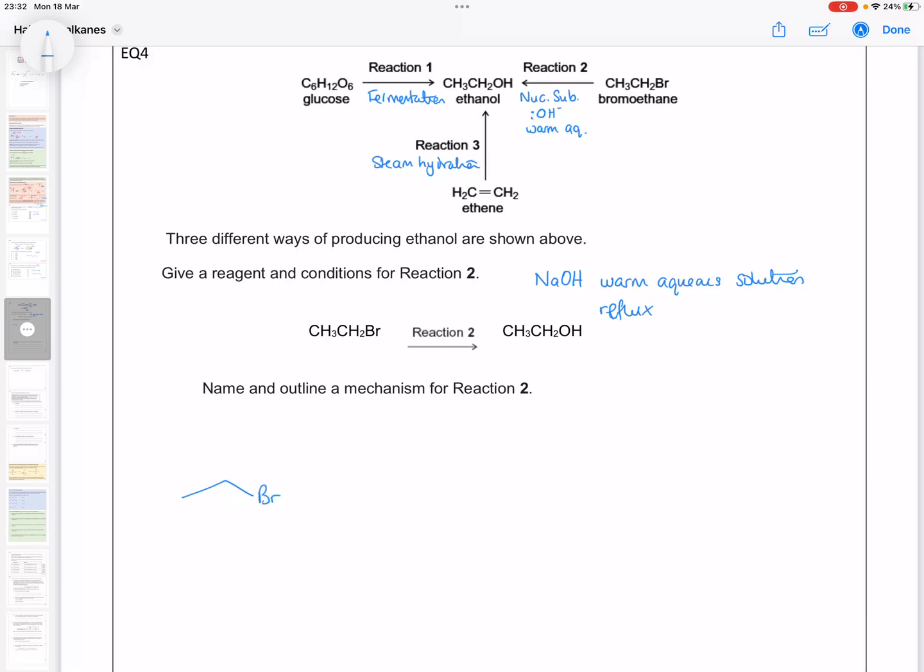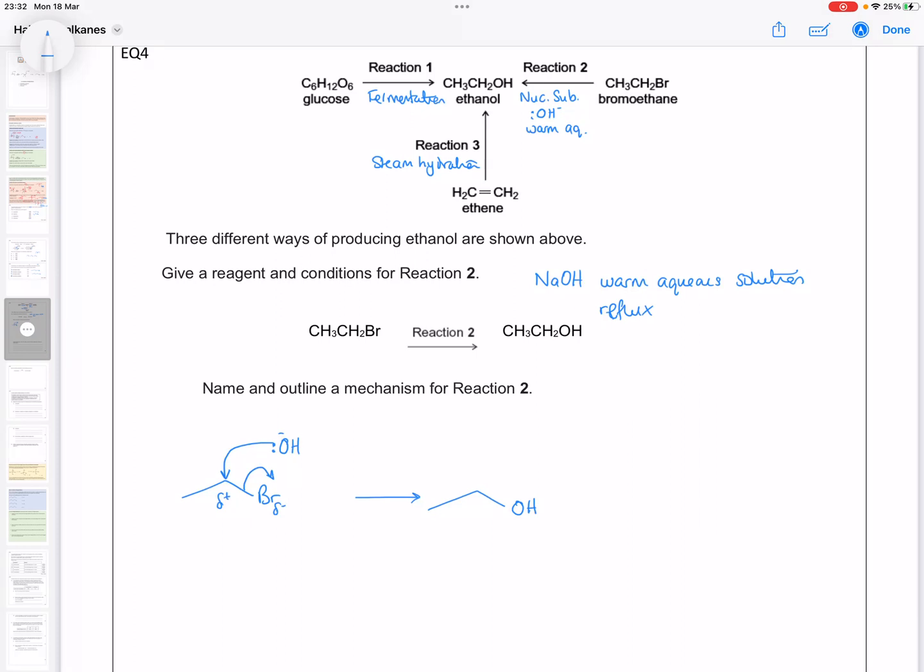Mechanism for reaction 2, we've got bromoethane, we've got the nucleophile is the hydroxide ion, delta positive carbon, delta negative bromine. That's the mechanism, and so our product is the ethanol.